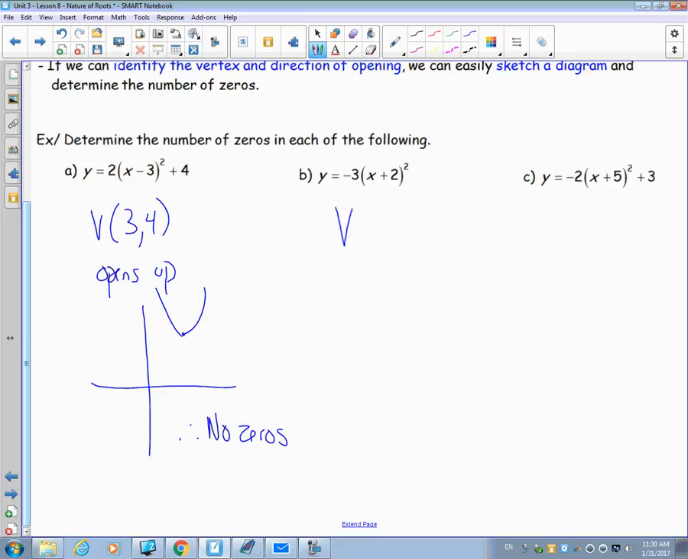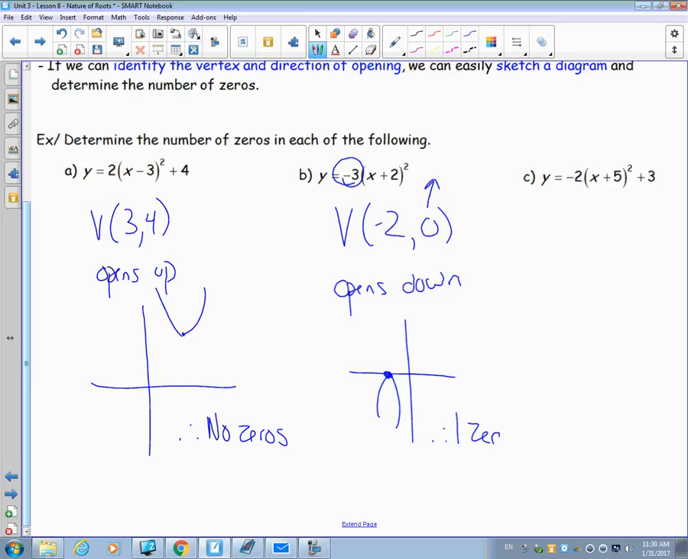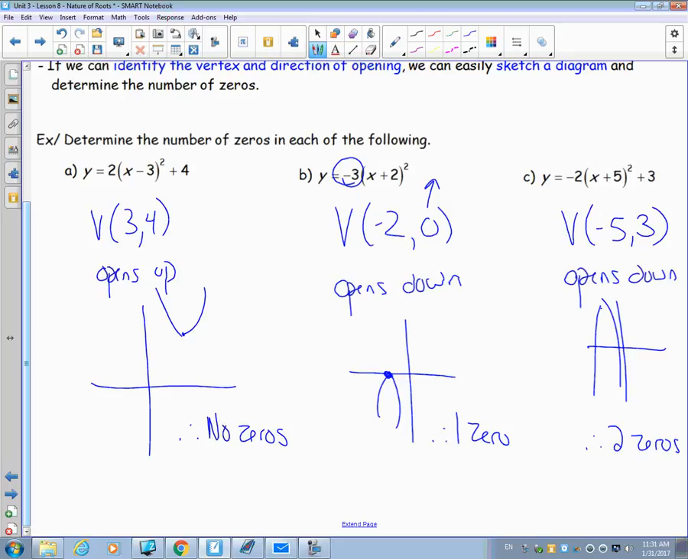If we look at the next one, our vertex is -2 and 0. There's nothing out here, right? No k value. It opens down, so negative. Well, -2, 0 is right on the x-axis, which means I have 1 zero. The third one, our vertex is -5 and 3. I know it opens down. And if I draw that real quick, oh, I got 2 zeros. A really quick sketch tells us how many zeros we have.